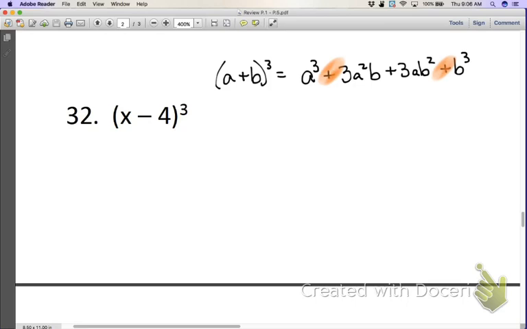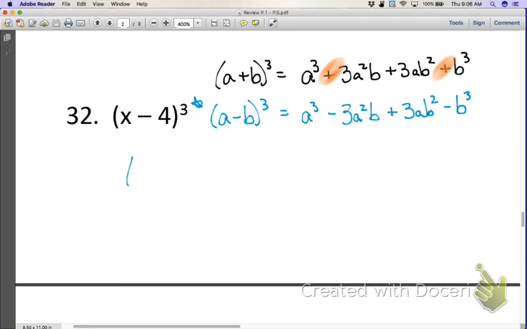Okay? So if it looks something like here in blue, and it is (a minus b) to the third, it's still going to be a to the third, but it's going to be minus 3a squared b plus 3ab squared, and then minus b to the third. So like in this case, where it's x minus 4, it's going to fit that form.